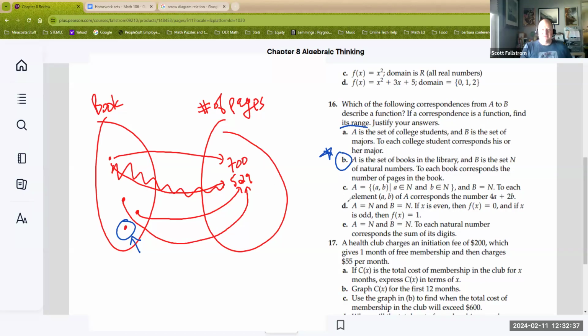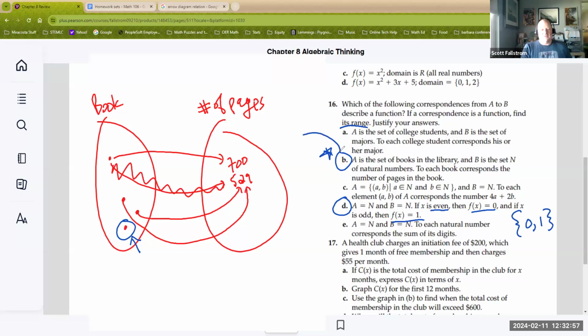When they come down here, sometimes with some of these other problems, you can actually find the exact range. So here, if x is even, then you get an output of 0. If x is odd, then you get an output of 1. So the range would just be the numbers 0 and 1. You could actually find that it's only those.